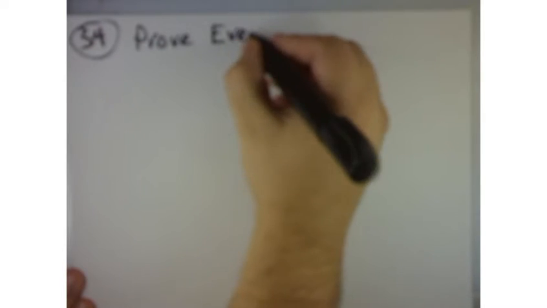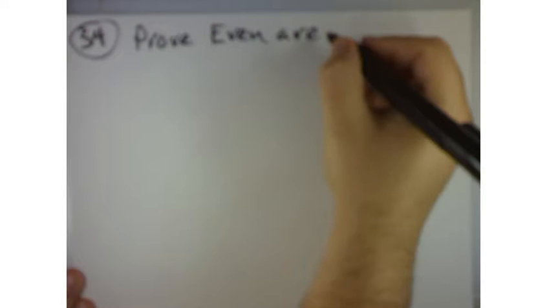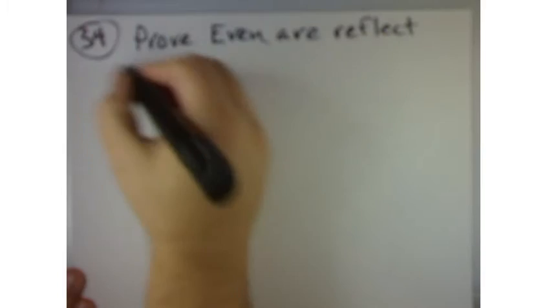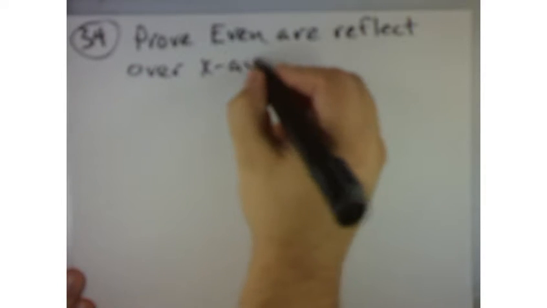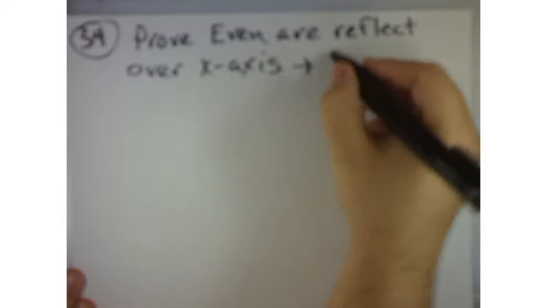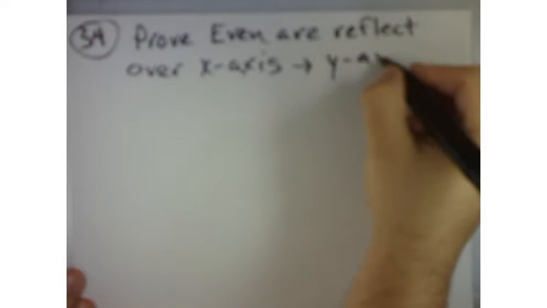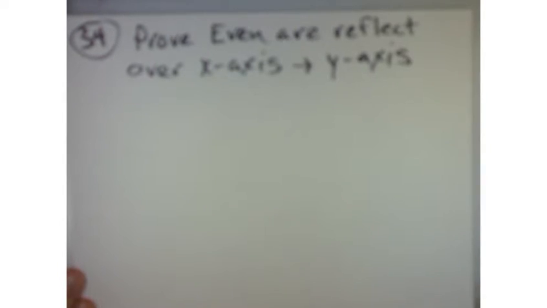We want to prove that even functions are kind of a double reflection. So we're going to say reflected over the x-axis and then the y-axis. Mr. Adams, it's kind of blurry. I know, it'll autofocus in a second as soon as I stop writing.